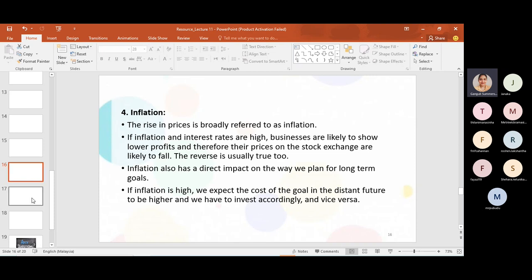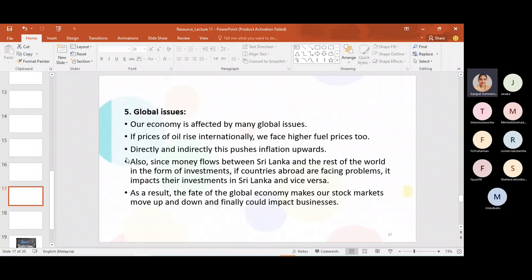So inflation is another external factor that affects funding allocation. And global issues are another external factor that affects funding allocation. Any country's economy is affected by many global issues. For example, if the prices of oil rise internationally, we face higher fuel prices too. And global issues affect a lot when it comes to investments.